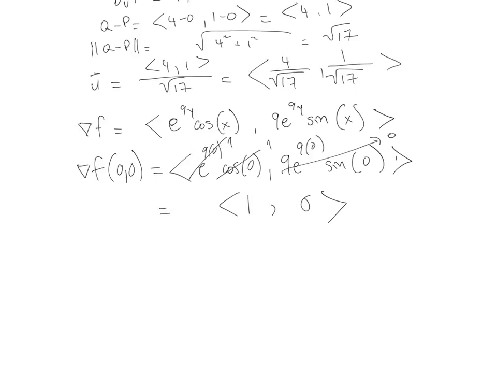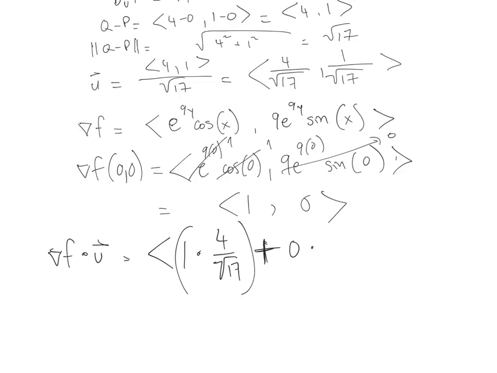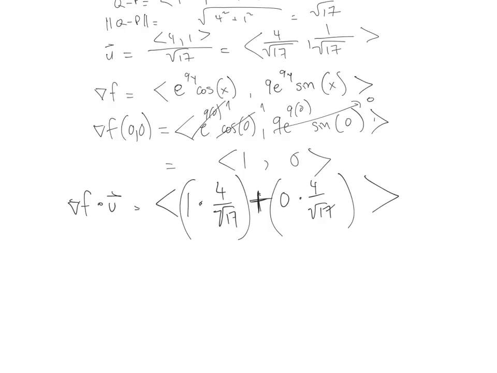So now you just find the dot product between the gradient and the u vector. So you will have 1 multiplied by 4 over root 17, plus 0 times 4 over root 17. And your answer, or your directional derivative, should be 4 over root 17, or 4 root 17 over 17.